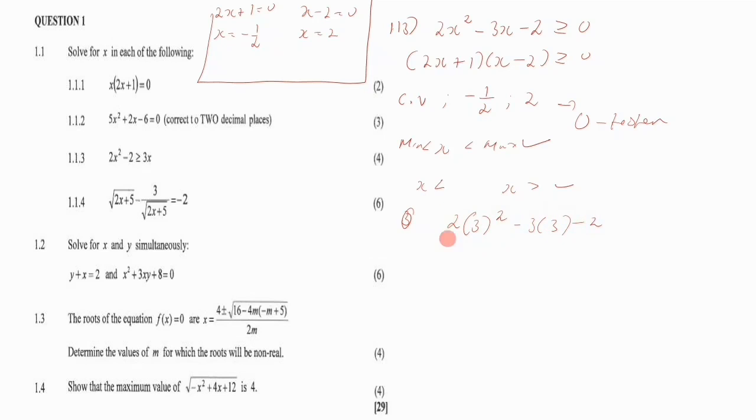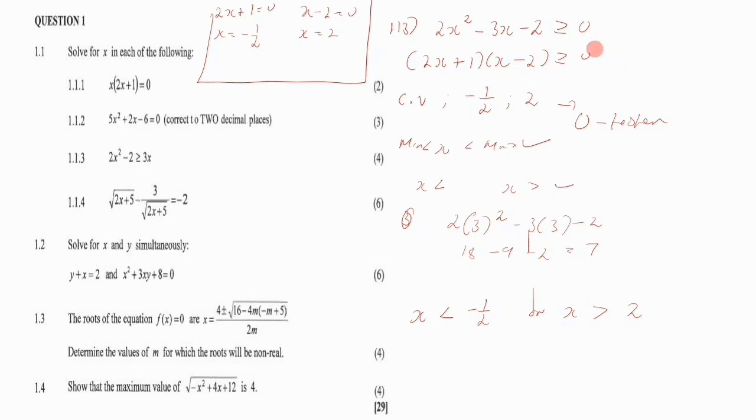Now, if you just punch all this in your calculator, you have 18 here, you have 9, and then you have -2. This one will give you 7, right? Now, we know 7 is greater than 0. So that means for values that are outside the critical values, this inequality is satisfied or is true, right? Then, therefore, now we will write x less than the minimum value, which is -0.5, or x greater than 2, which is the maximum value.